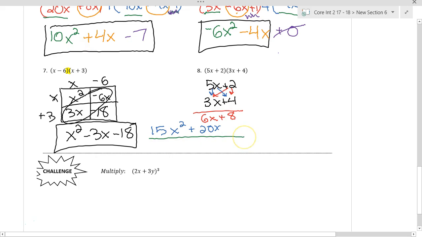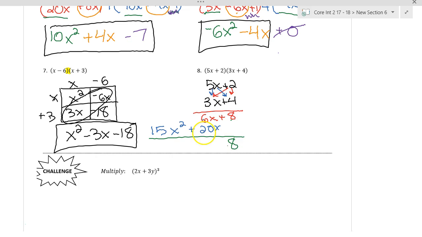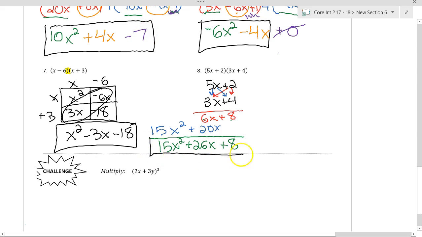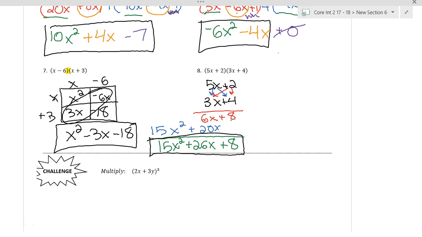My last step is to simply combine like terms. 8 is positive 8. 6 plus 20 is positive 26x. 15x squared. Okay. So again, I don't mind which method you use. I will continue to show both of them.